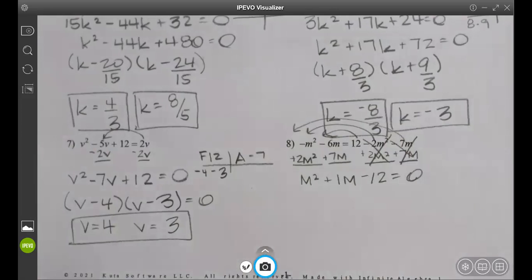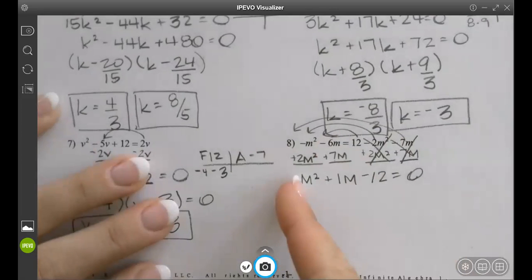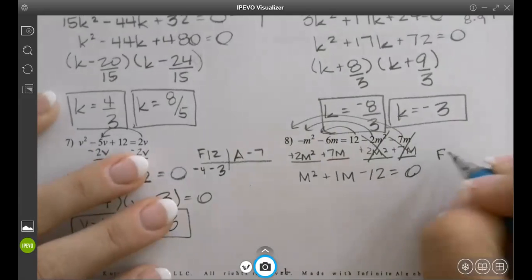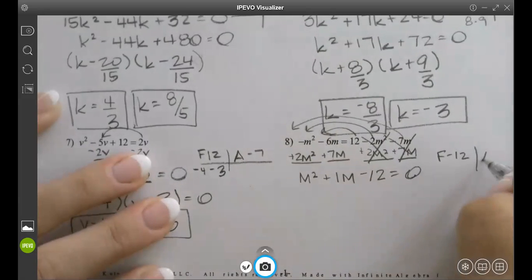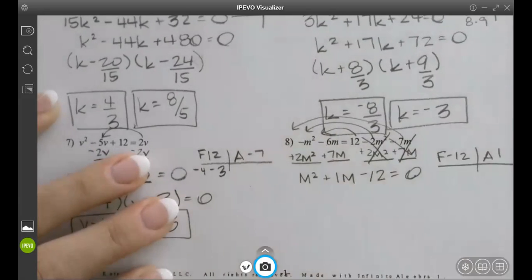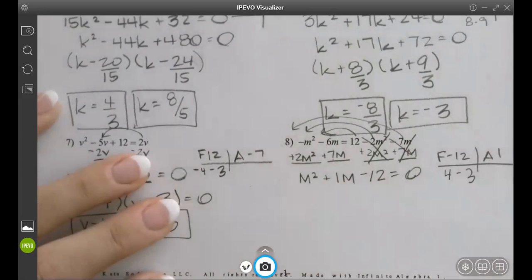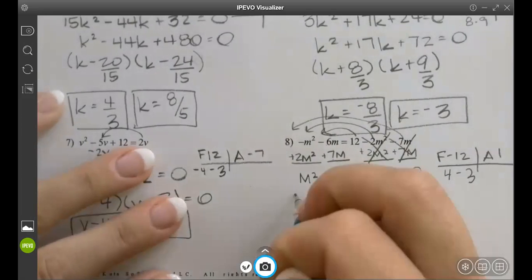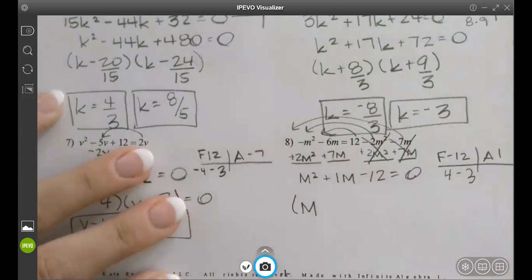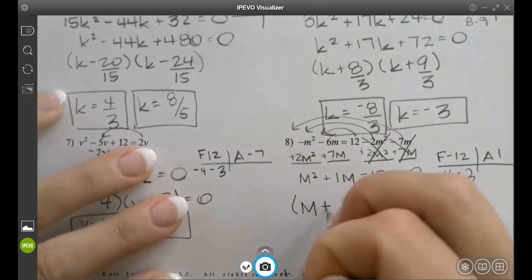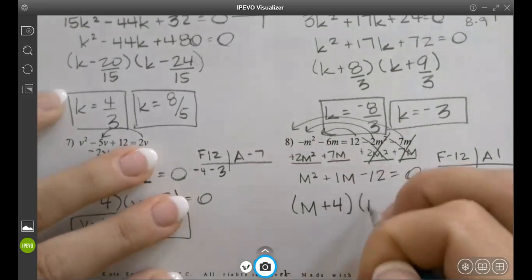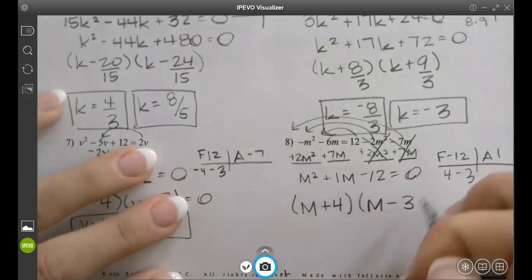You'll be fine. Okay. So now, because I don't have a number in front, this is cheater method. I need factors of negative 12 that add to 1, positive 1. Those factors would be 4 and negative 3. So my letter is M. One of my factors is a positive 4. My letter is M. The other factor is negative 3.